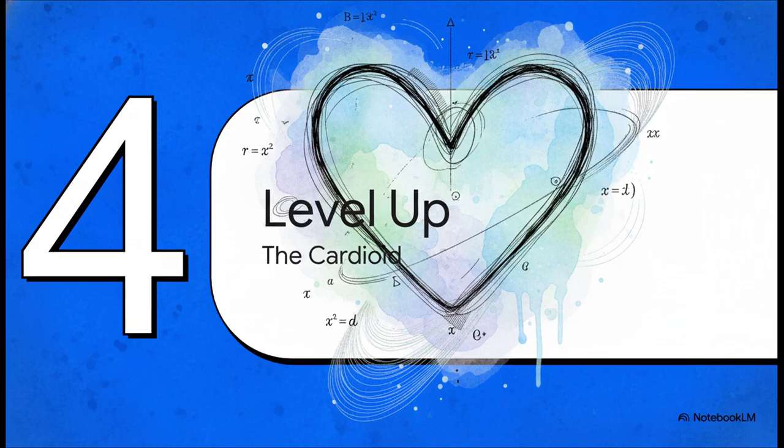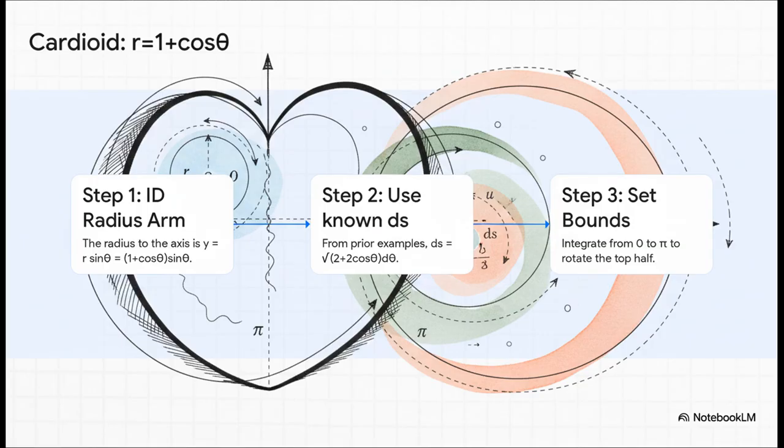Now it's time to level up. Let's throw a more interesting curve at it, the cardioid. You know, that heart-shaped curve? It's going to generate a way more complex surface, but you'll see the process we use is exactly the same. So for the cardioid r equals 1 plus cos theta, we follow the same recipe.